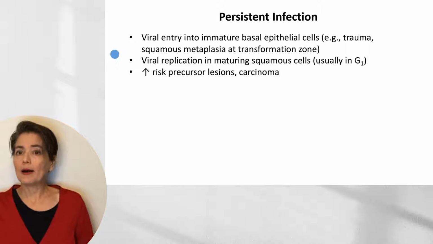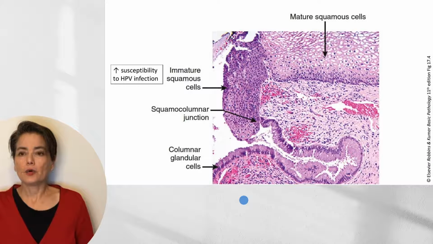So let's talk now about the squamous metaplasia at the transformation zone. So here you can see a beautiful section that shows endocervical mucosa here with the columnar glandular cells we associate with that.